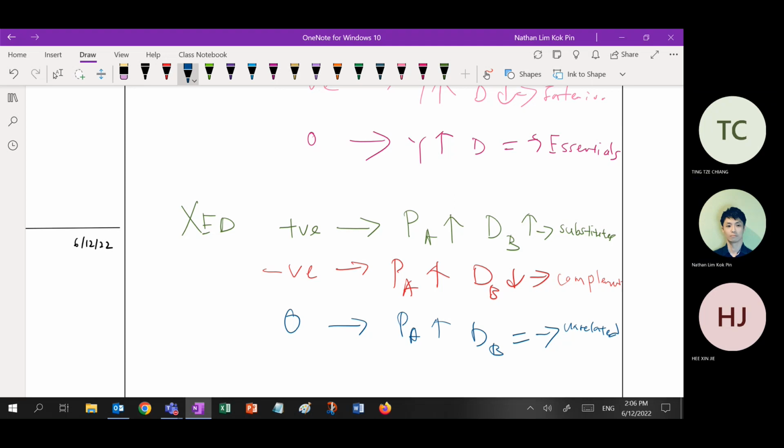Hair is a complement for shampoo, but we don't use shampoo to make hair. Very odd examples, but it makes sense. If there is no hair, you don't need to use shampoo. That's the relationship of complements. If I don't have chicken, I can still use my cooking oil to cook other stuff. That one is not a complement.